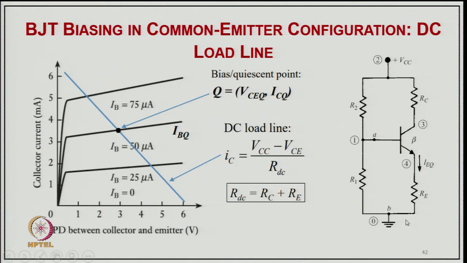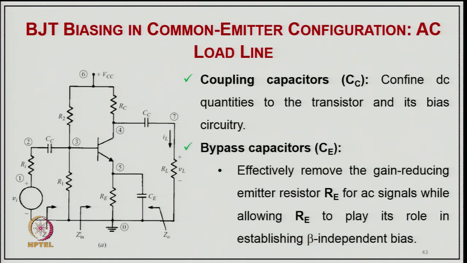The current flowing into this network is the collector current, and this is the collector to emitter voltage VCE, on which of course the base current is there, for different amounts of base current. This line we call the load line, and the slope of this is negative, the inverse of the equivalent resistance of the load line. This BJT biasing in common emitter configuration is very much used in power amplification.